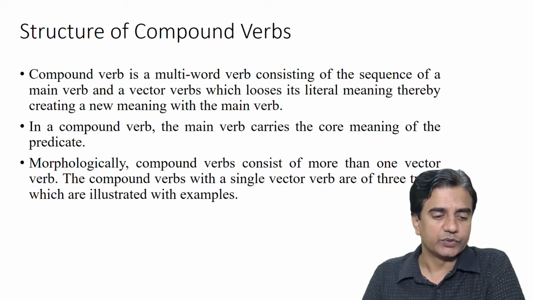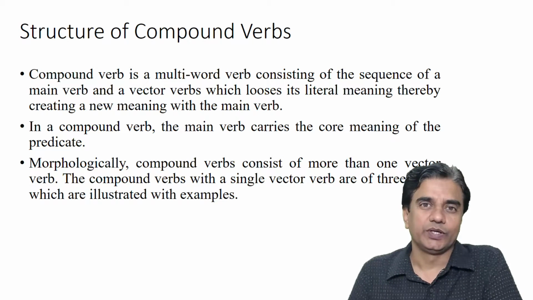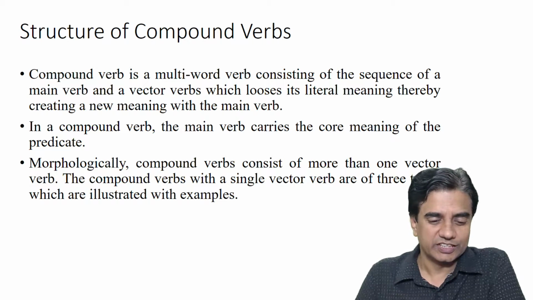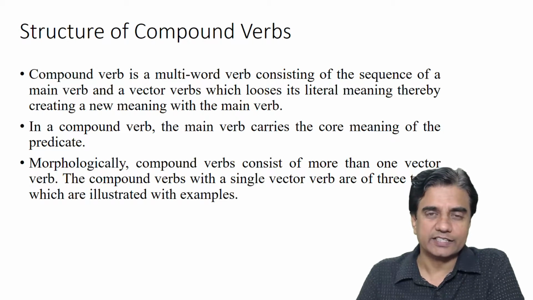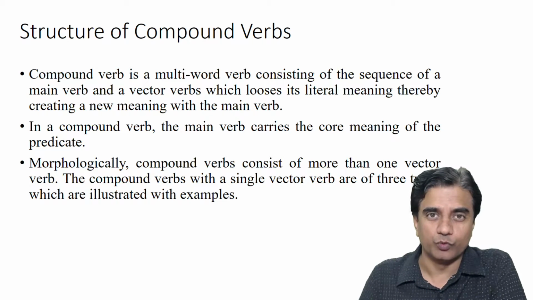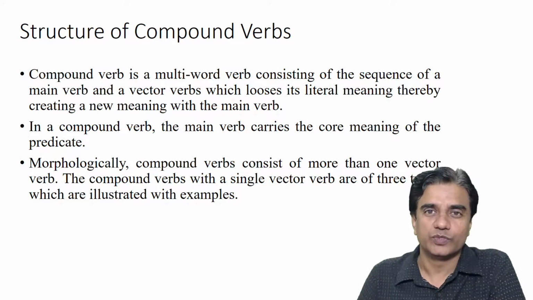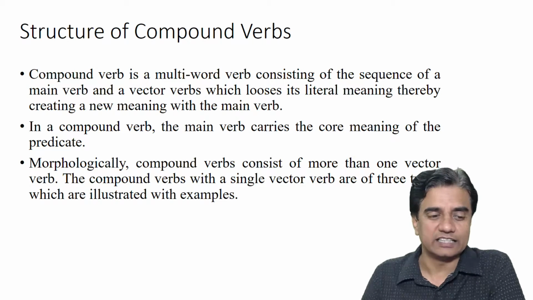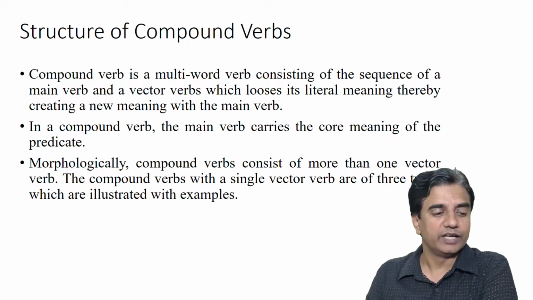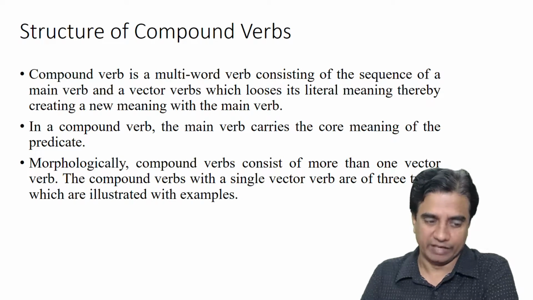So, once again, to summarize, compound verbs are morphologically complex units. It is called a complex predicate because of its two parts. In compound verbs, we have two verbs as two parts of the compound verb: V1, which is known as the main verb, and V2, which is known as the vector verb. However, syntactically, they remain one unit. The literal meaning comes from the main verb and syntactic functions are done by the vector verb.